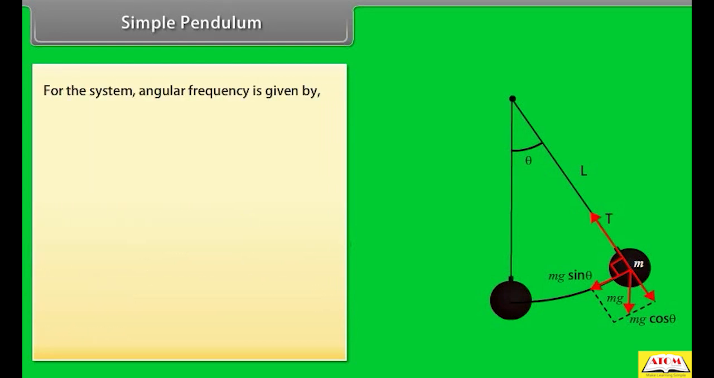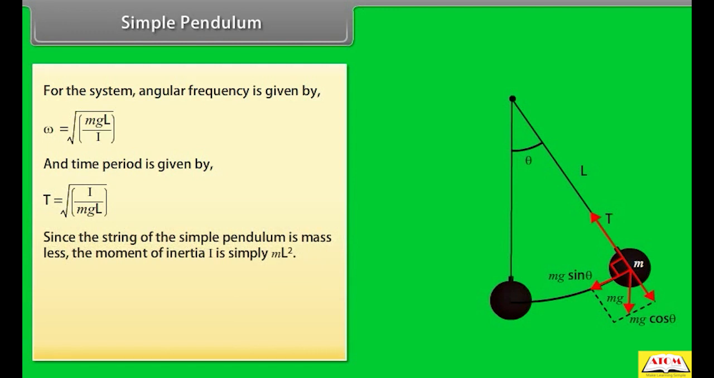For the system, angular frequency is given by omega is equal to square root of mgL upon I, and time period is given by T is equal to square root of I upon mgL. Since the string of the simple pendulum is massless, the moment of inertia I is simply mL squared. Now, the time period of a simple pendulum is T is equal to 2π square root of L by g.